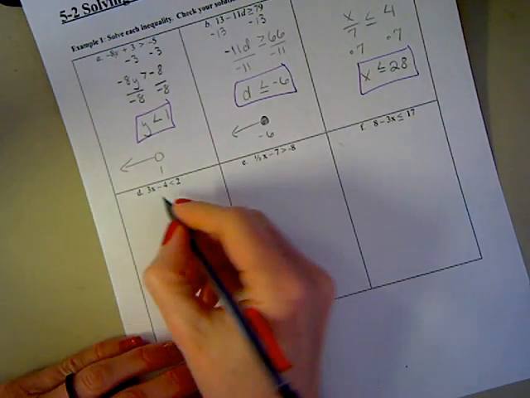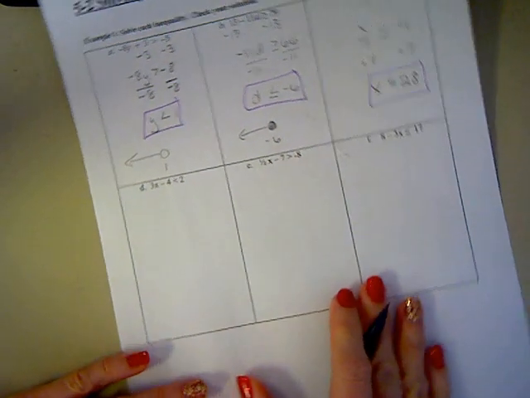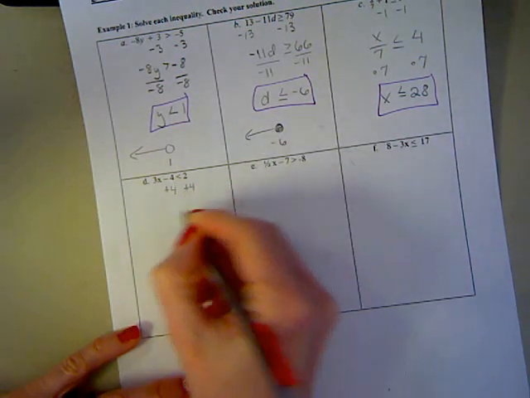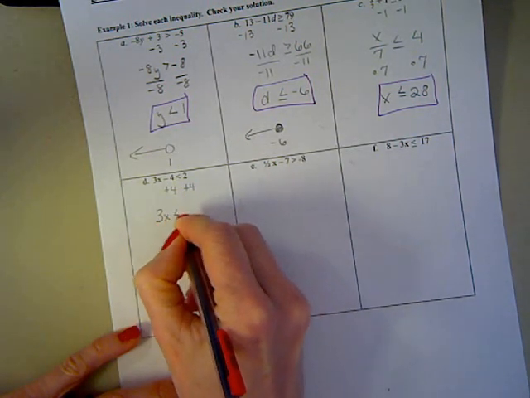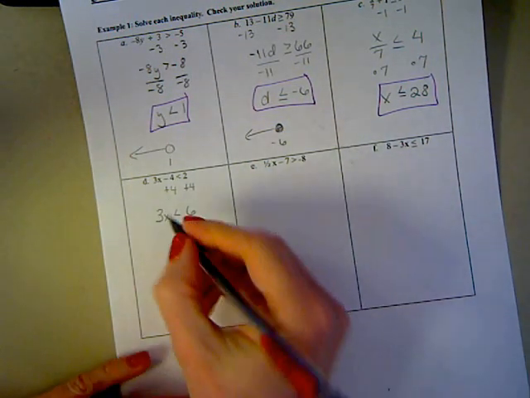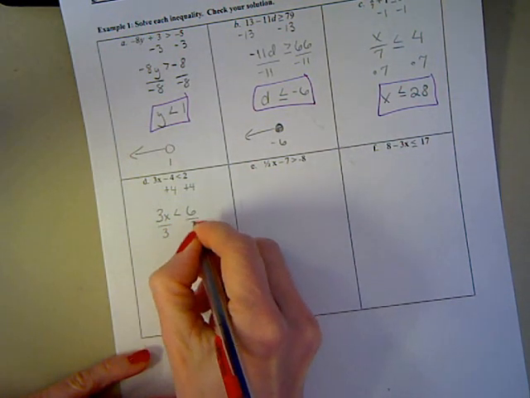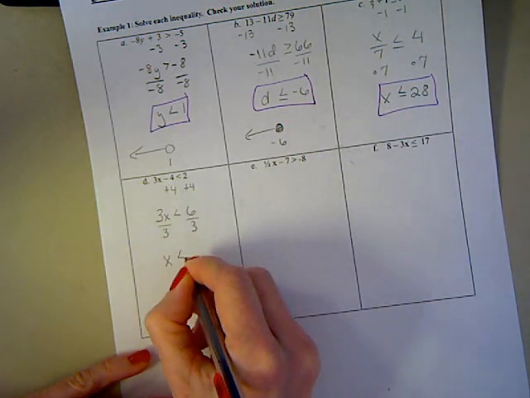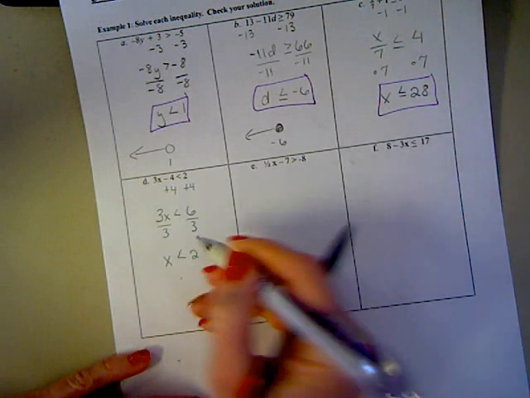Okay, D, we want to get rid of the 4 first, so I'm going to add 4 to both sides. So 3x is less than 6. Divide both sides by 3 now. And again, I'm dividing by a positive, so my sign does not switch, and you get 2.